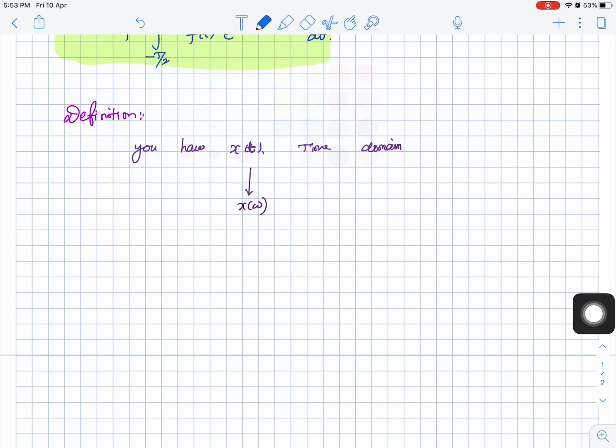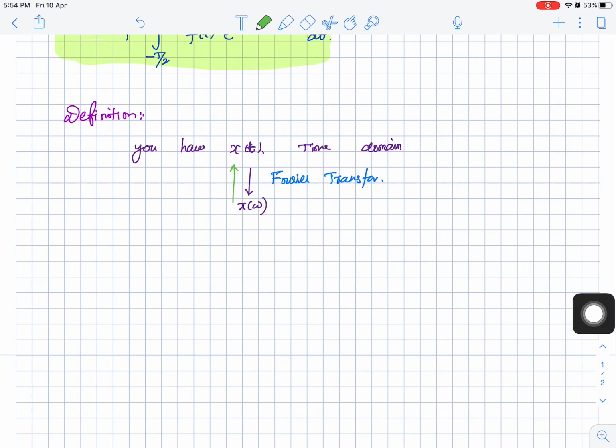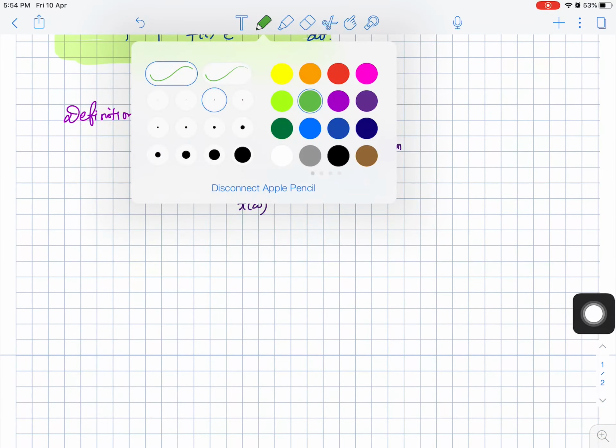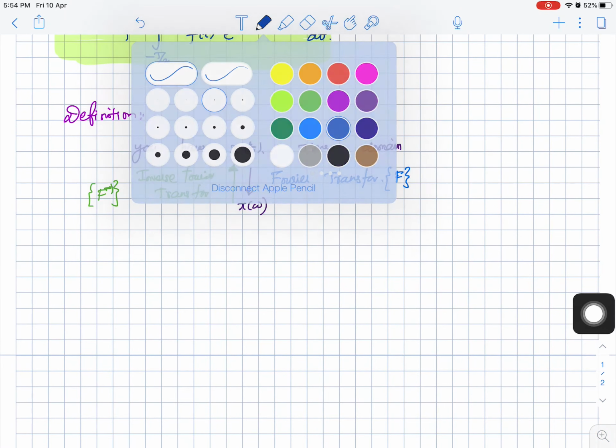What helps is the Fourier transform. From frequency domain back to the time domain, some other thing will be used, that is inverse Fourier transform. It is called F inverse. So this one is called F. So now we will see the definition.